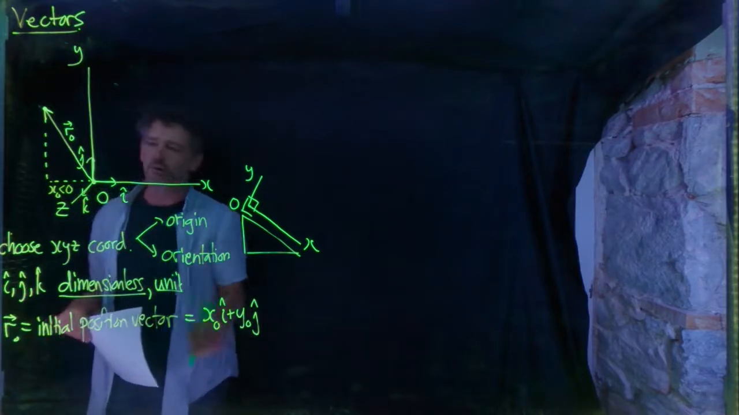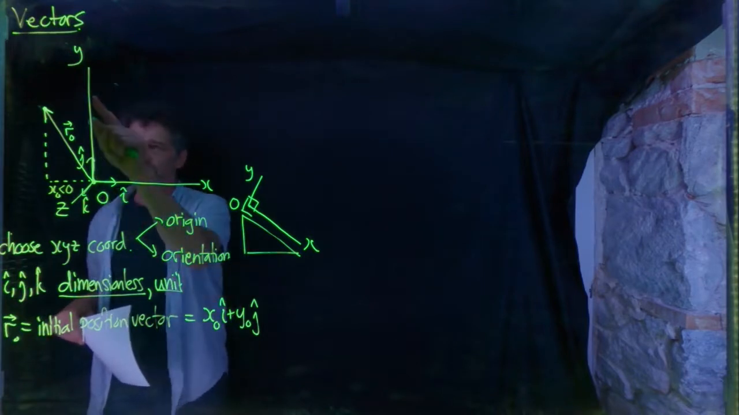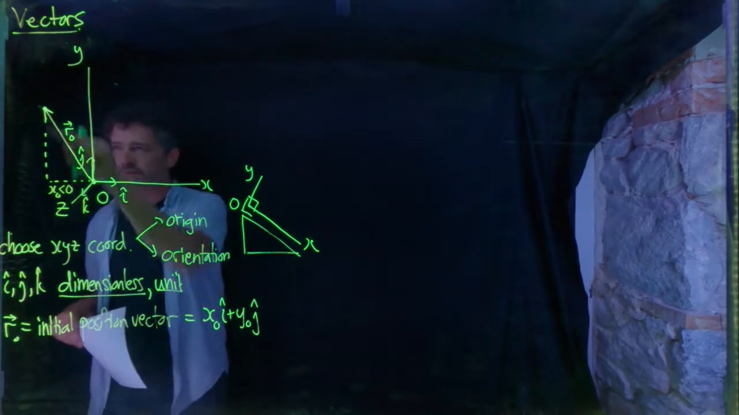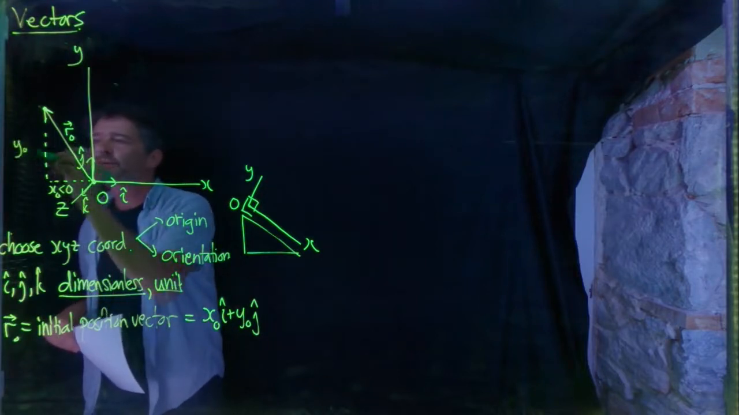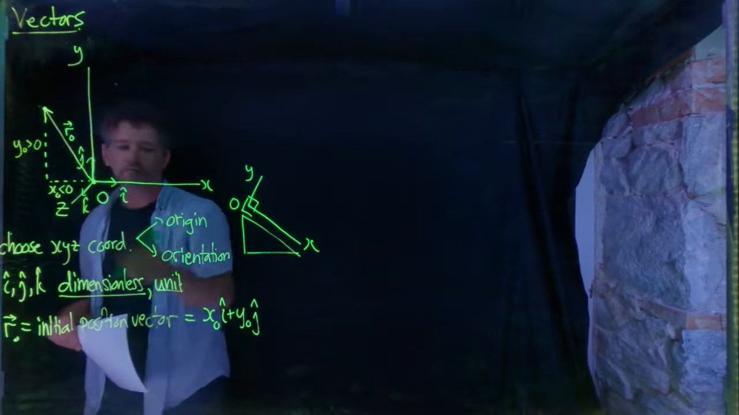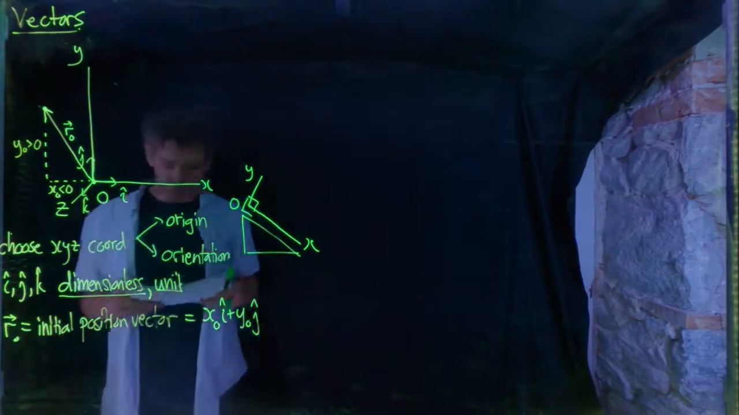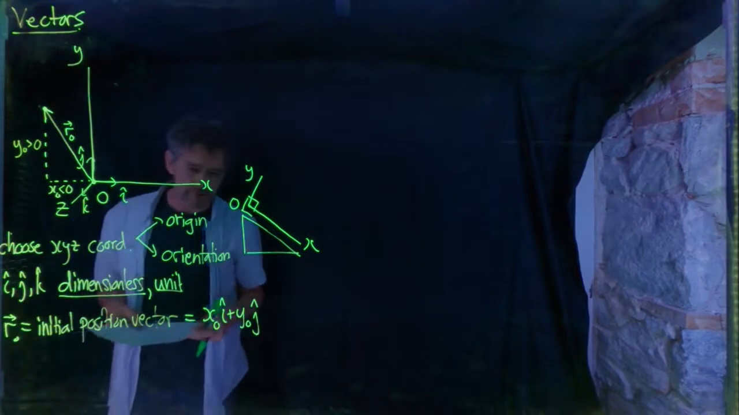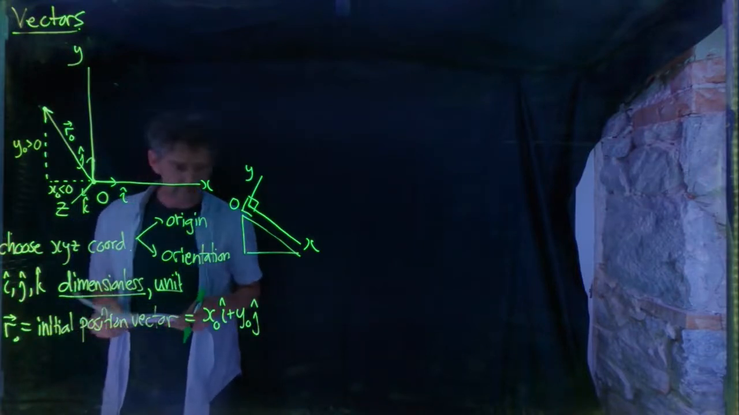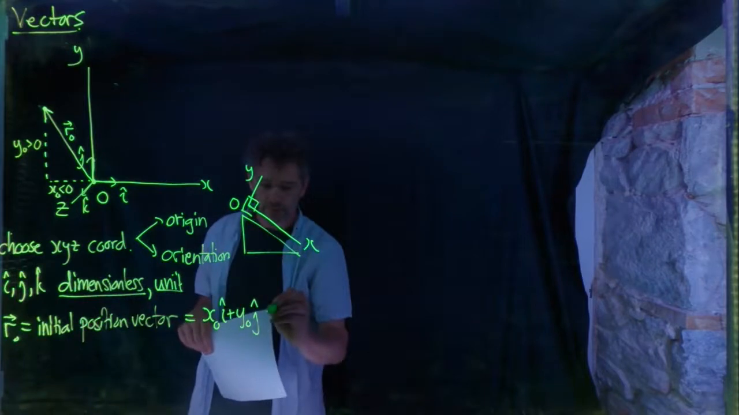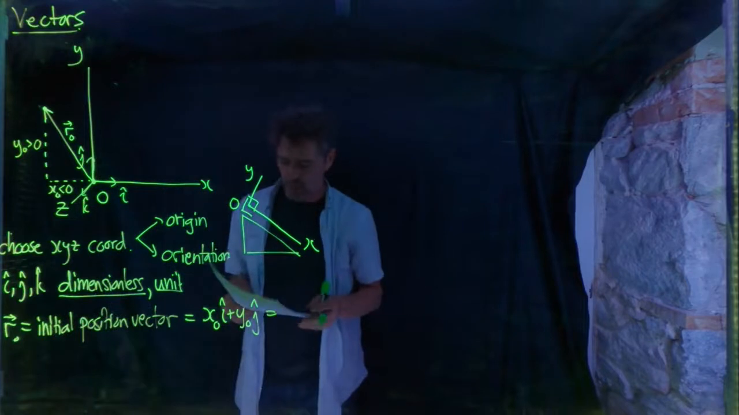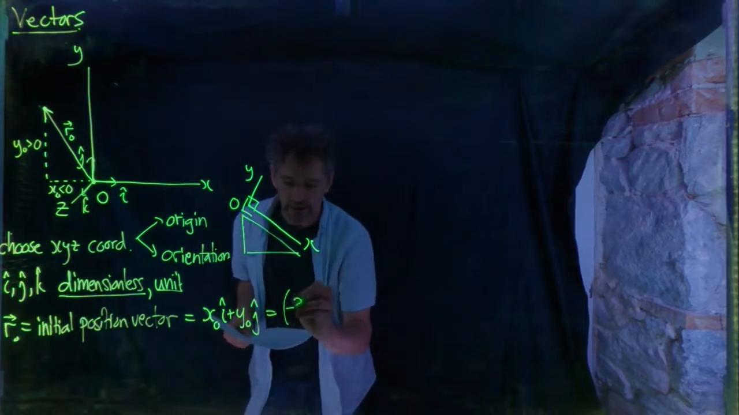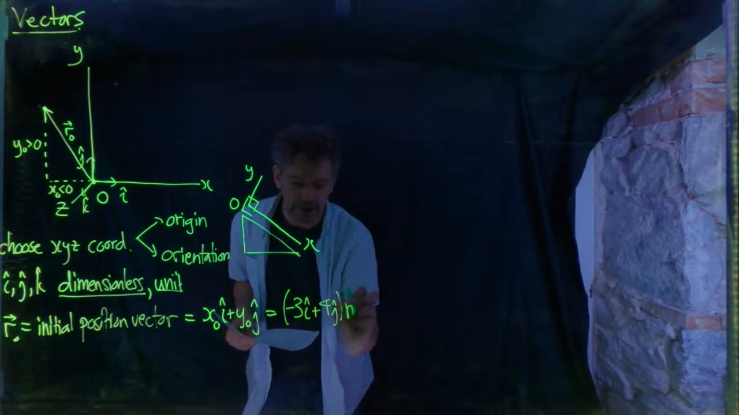Okay, and y0 is how far we need to go along the j-hat direction to get to that point. Well, that's this distance along that triangle. So this is y0, and in this case, y0 is positive. Okay, so that's how you would write a general position vector in two-dimensional space. And let's give it some numerical value, for instance. So this is, say, negative 3 and positive 4. So we would write this as negative 3 in the i-hat direction, positive 4 in the j-hat direction, meters.